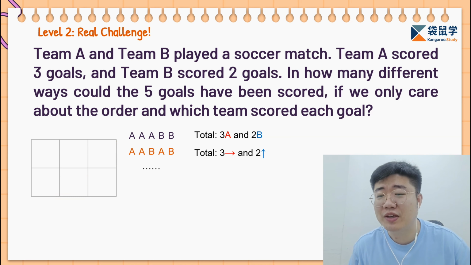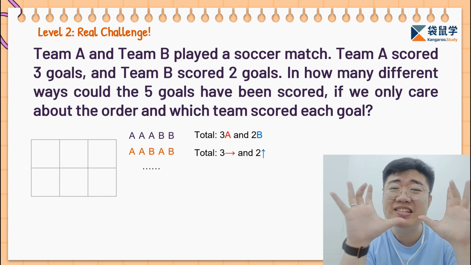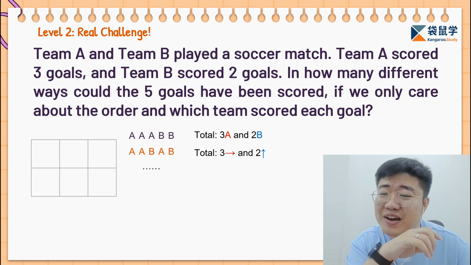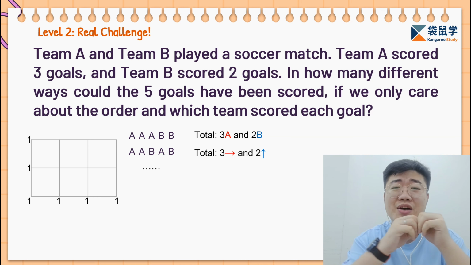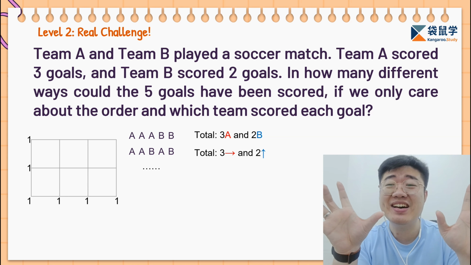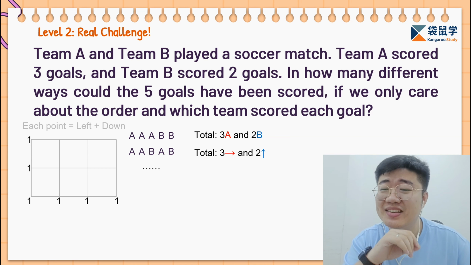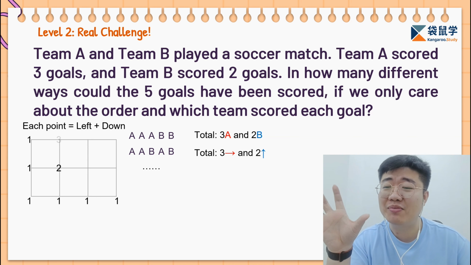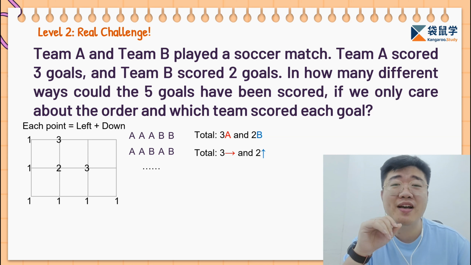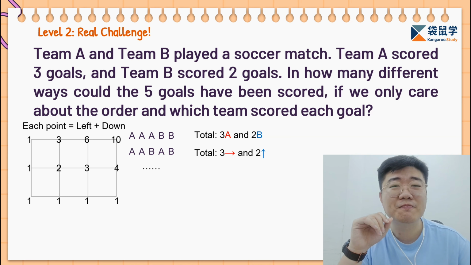So let's look at this figure. How did we solve it just now? Teacher, we can just label the 2 sides with 1 first. Very good. So we start with the 1. What do we do next? Yes, we add together. So the left and the down added together give us the next point. So let's do it. 1 plus 1, 2. 1 plus 2, 3. 2 plus 1, 3. 3 plus 3, 6. 3 plus 1, 4. And 6 plus 4, 10.